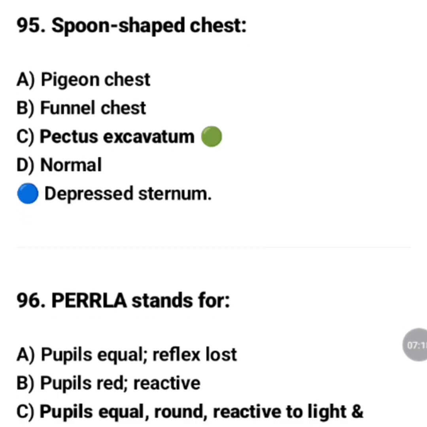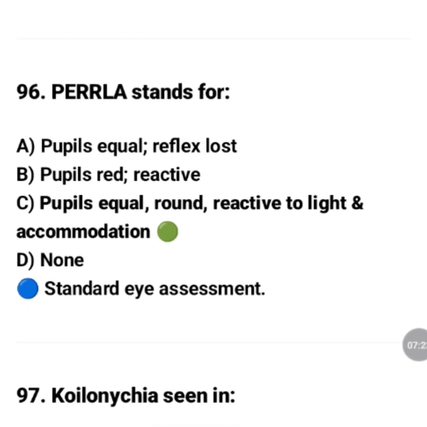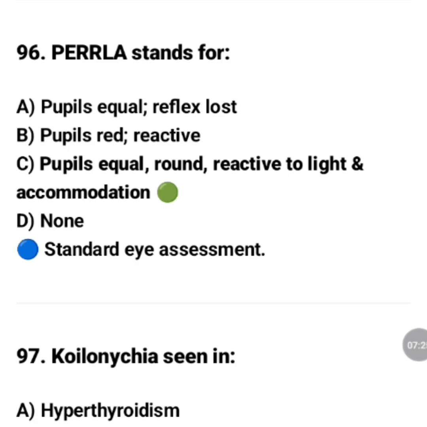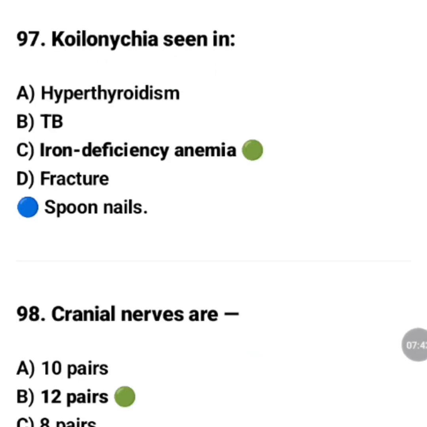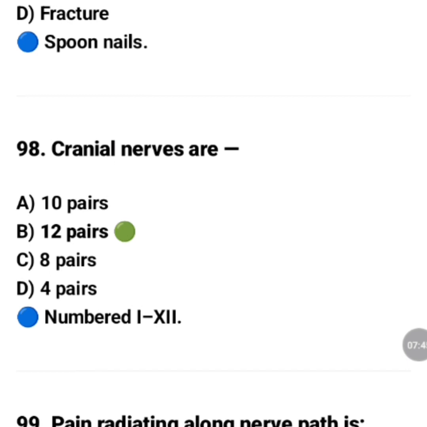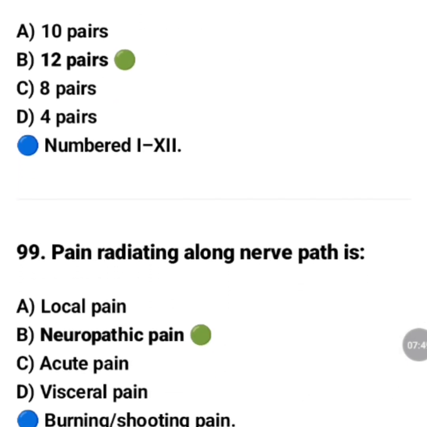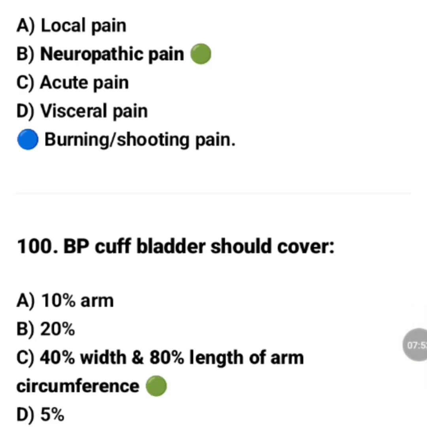Funnel shaped chest is seen in pectus excavatum. PERRLA stands for the correct answer, option C, pupils equal, round, reactive to light and accommodation. It is a standard eye assessment test. Petechiae are seen in the correct answer, option C, iron deficiency anemia. Spoon nails. Cranial nerves are the correct answer, option B, 12 pairs. Pain radiating along a nerve path is the correct answer, option B, neuropathic pain.